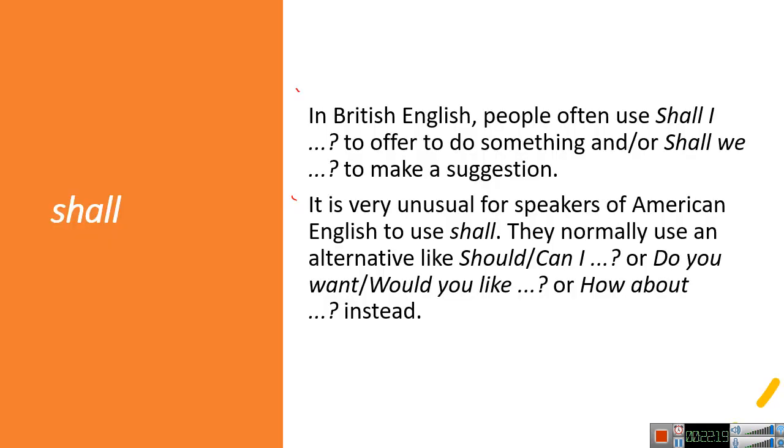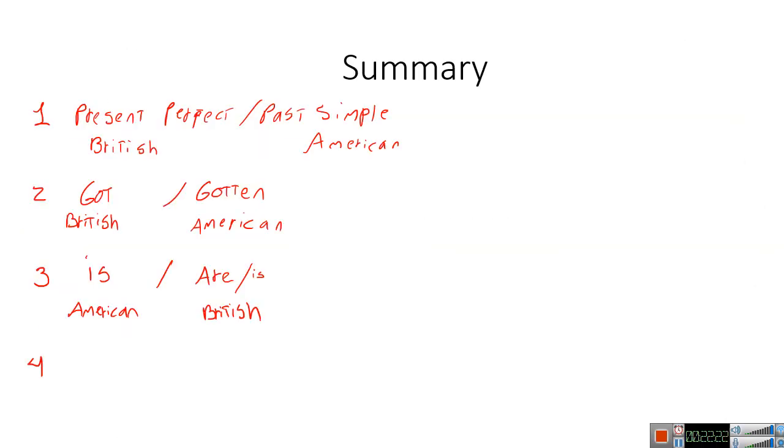Now number 4 is have and take. So we have have and take. Which one is American, Lauren? American is take. And have is British. Very good. Finally, we have number 5.